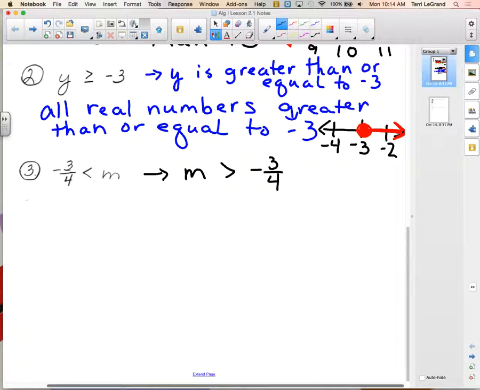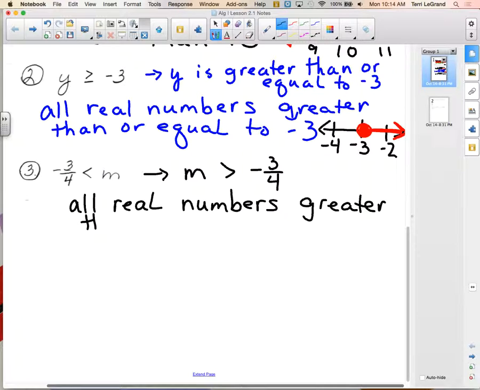In other words, this one says -3/4 has to be less than all the numbers you put in there for m. This one says m has to be greater than all the numbers you put in; all the numbers you put in for m have to be greater than -3/4. Okay, so let's describe that. All real numbers greater than -3/4. Yeah, so by reversing it like that, it does make it easier to make our description.